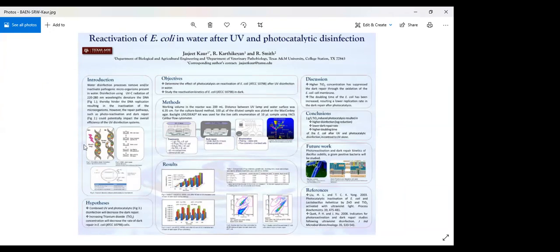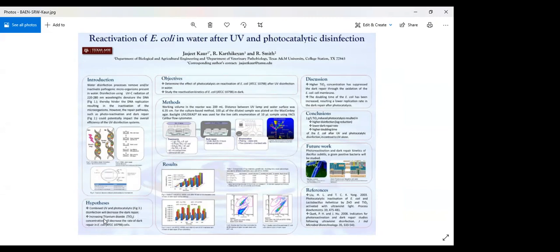So the whole paper, or the whole research, focuses on usage of some other chemicals along with ultraviolet light to stop what is called DNA photoreactivation or DNA dark repair. A small hypothesis has been given on why they are doing this and what they are expecting out of it. They say that combined UV and photocatalytic disinfection, that is ultraviolet light combined with photocatalytic, something in the form of a chemical that they will be adding, will decrease the dark repair.